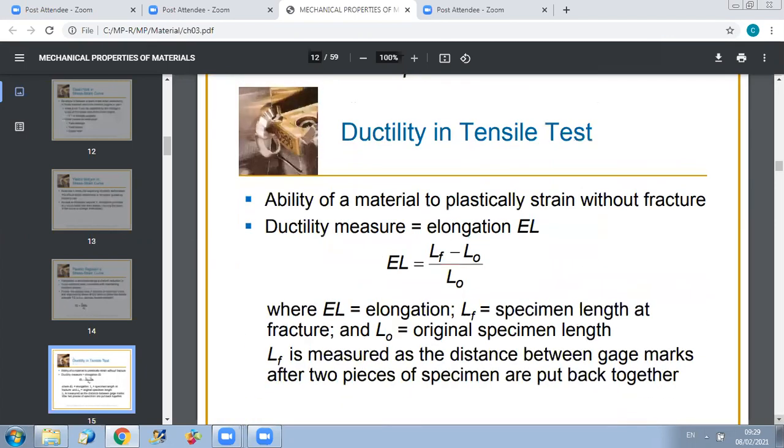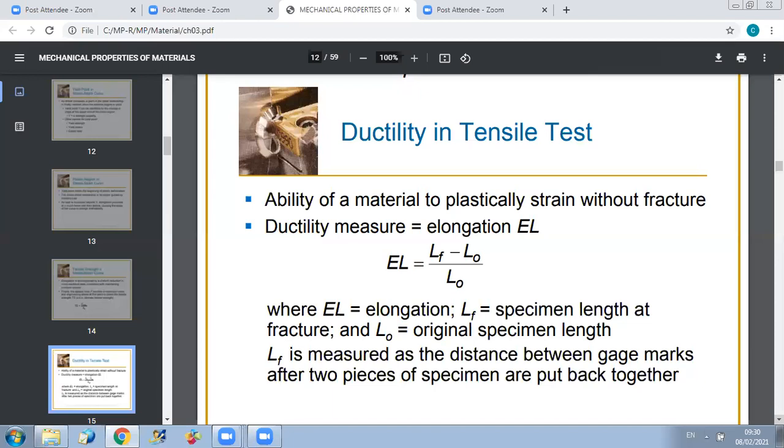Now, what about ductility? Ductility of a material is its ability to plastically strain without fracture. So ductility is the ability of the material to undergo deformation. It is a measure that can be expressed in several ways. One of the most used definitions for ductility is the elongation, but it is not the only one, because ductility is not just a number, it's a qualitative property of the material. It represents its ability to plastically strain without fracture.